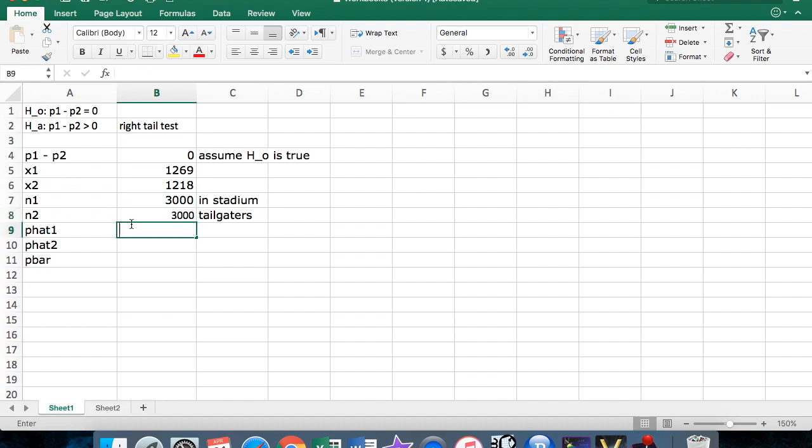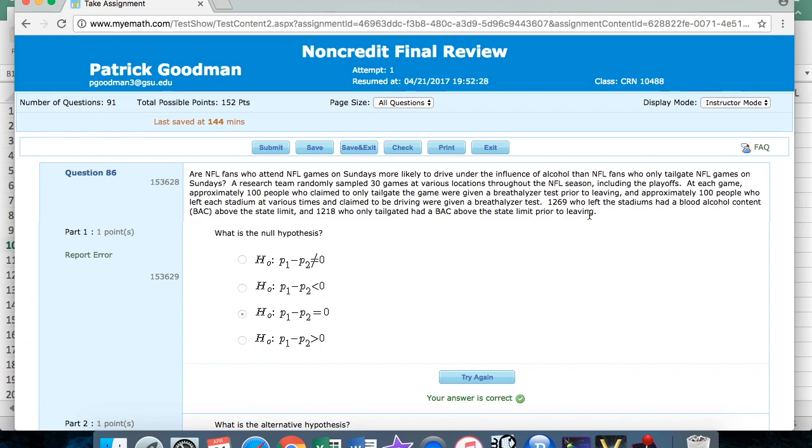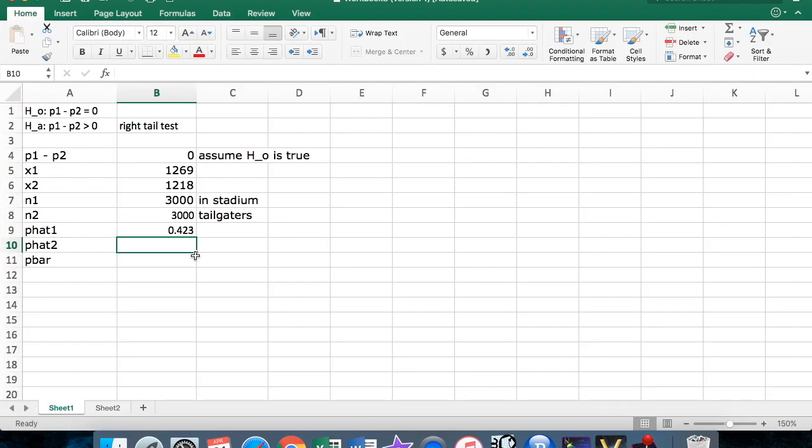So my p hat 1 would be the proportion of people who were above the state level in the stadium. Whew, that's a lot of people. 42%. Yikes. A lot of people above the blood alcohol content level. Well, I think they did at each game, 100 people were given the breath analyzer. That seems like a lot of people. Jeez. All right, well, it's a large p hat.